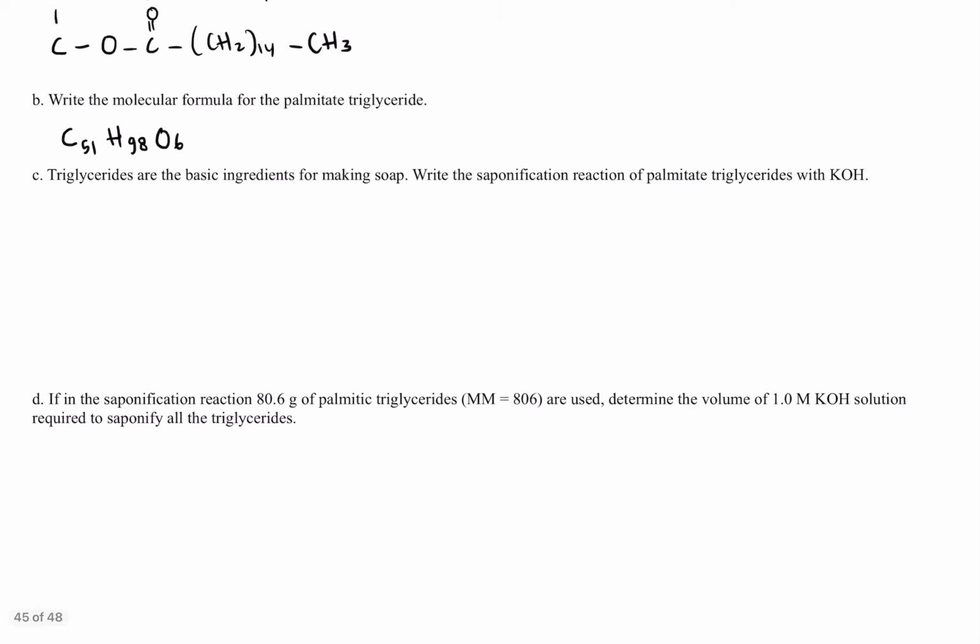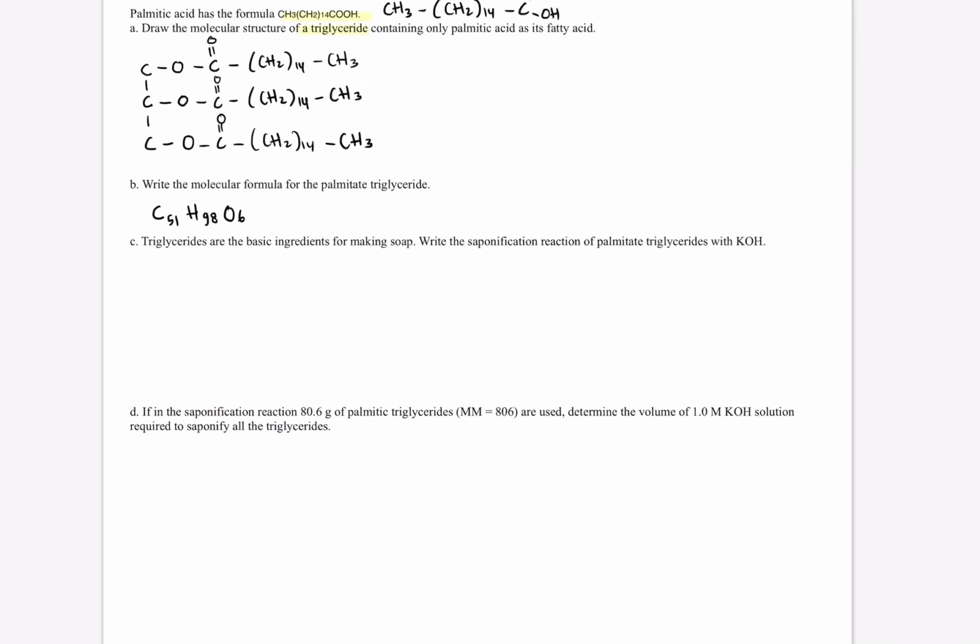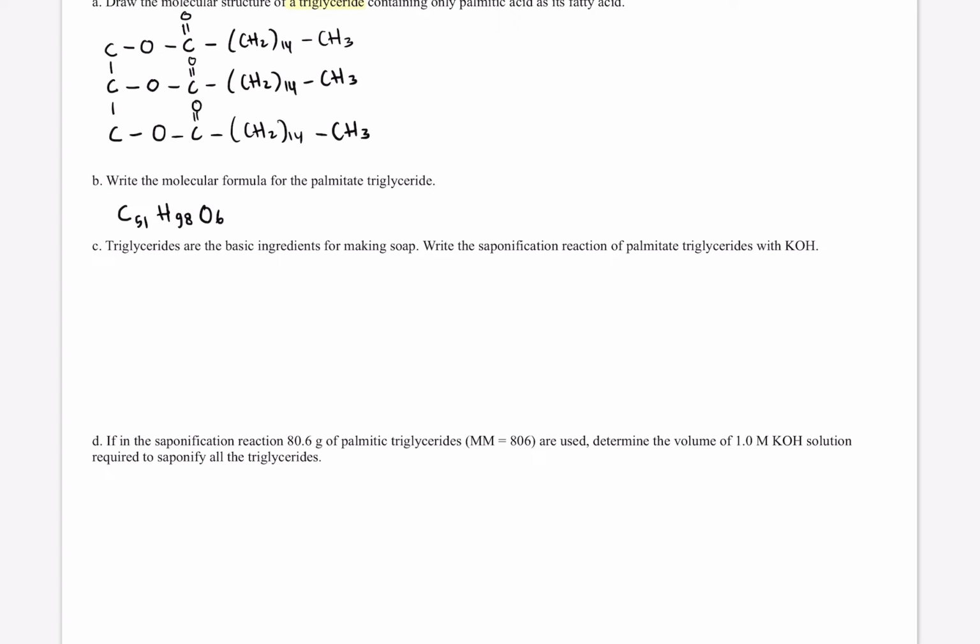Now, the triglycerides are the basic ingredients for making soap, and then write the saponification reaction of palmitic triglyceride with potassium hydroxide. So basically, we have an ester, COO, which comes from the triglyceride, and then we want to react this with a base, OH minus. So in that case, we need to write the reaction.